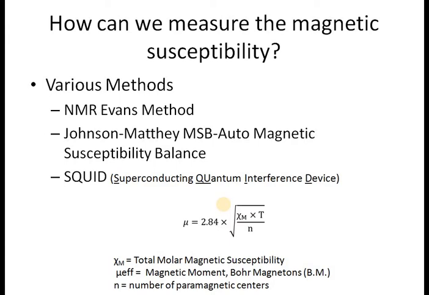Mu effective equals 2.84 times the root of psi m into T upon n. Here psi m is the total molar magnetic susceptibility, mu effective is the magnetic moment in Bohr magnetons BM, and n is the number of paramagnetic centers.